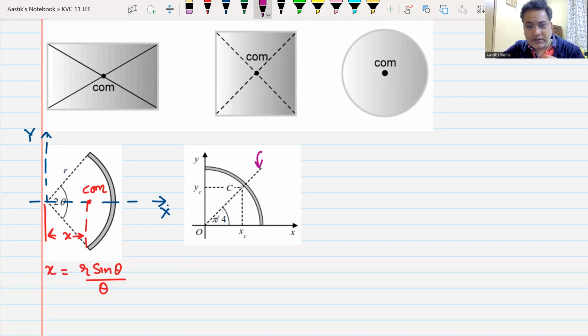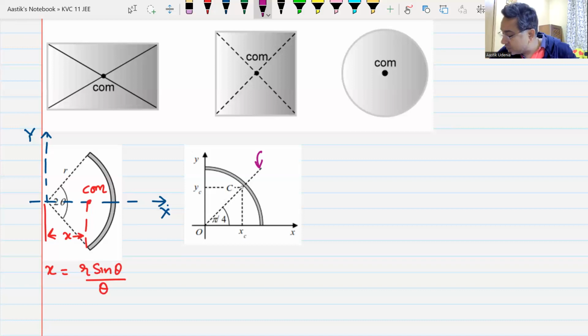Because it is symmetrical. So, no matter how I keep this circular arc, if this is a circular arc, the center of mass will always lie on the axis which is passing through the center. Do we understand this? Yes or no?